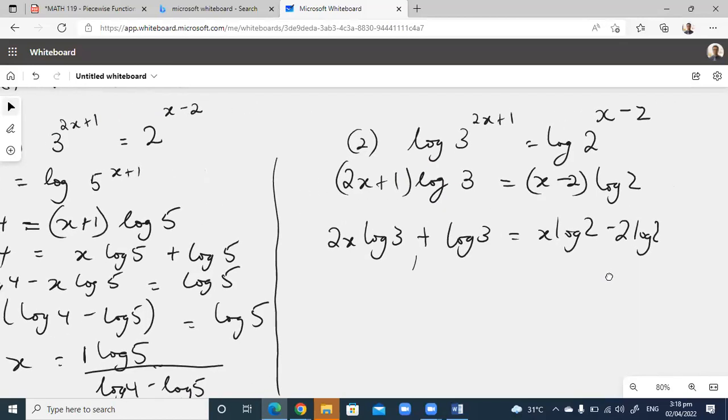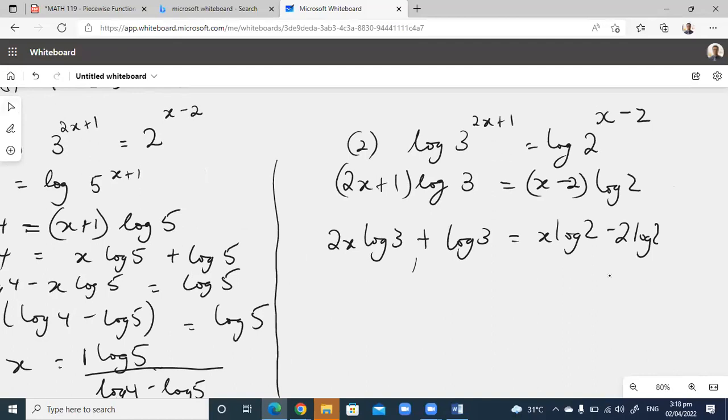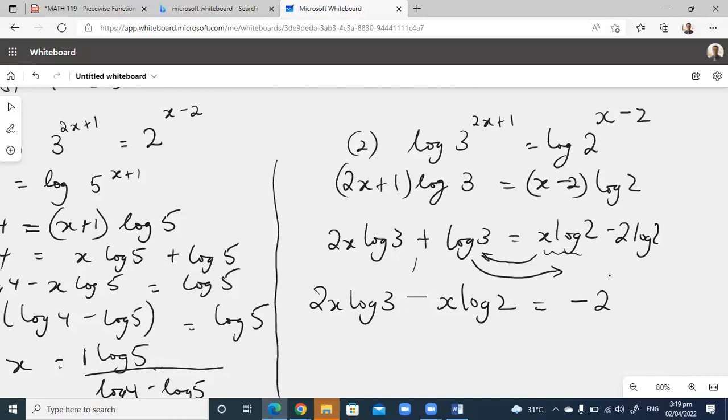Right, now what you do at this stage, everybody, is you bring the terms in x on the same side, right? So I'm going to take this on the opposite side there, and I'm going to bring this term on the left side. So just follow the arrows. You'll get 2x log 3 minus x log 2 is equal to minus 2 log 2 minus log 3.